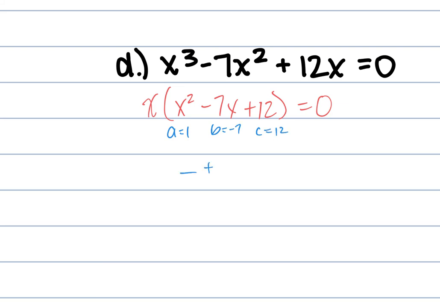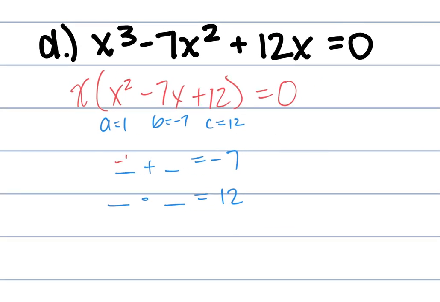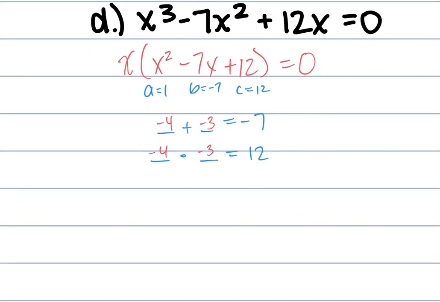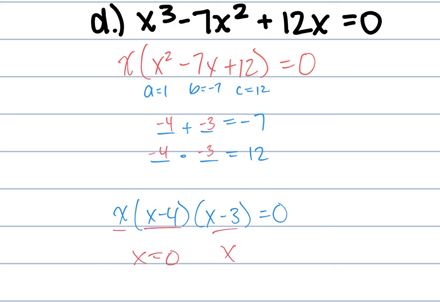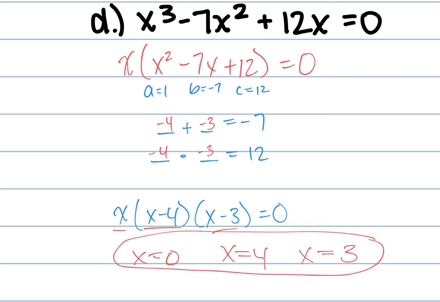So I need two numbers that when we add them together, they give me -7, but when I multiply them, they give me 12. What two numbers belong there, Sophia? -4 and -3. Okay, so what is my final factored expression? Excellent. Is this completely factored? Yes. So now I set each of them equal to 0. So x equals 0, x equals 4, and x equals 3. Any questions? We will finish the exit ticket and the word problem tomorrow. Turn these in.